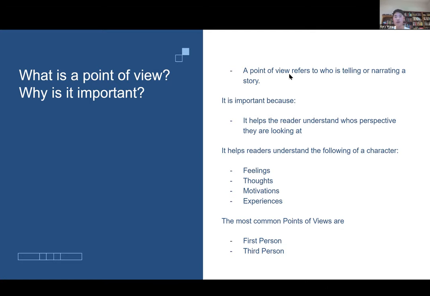So what the word motivation means is what they want to do and what they want to achieve. For example, for motivation, John wants to grab a hamburger. He wants to achieve the goal of grabbing this hamburger. So that's what the word motivation means.